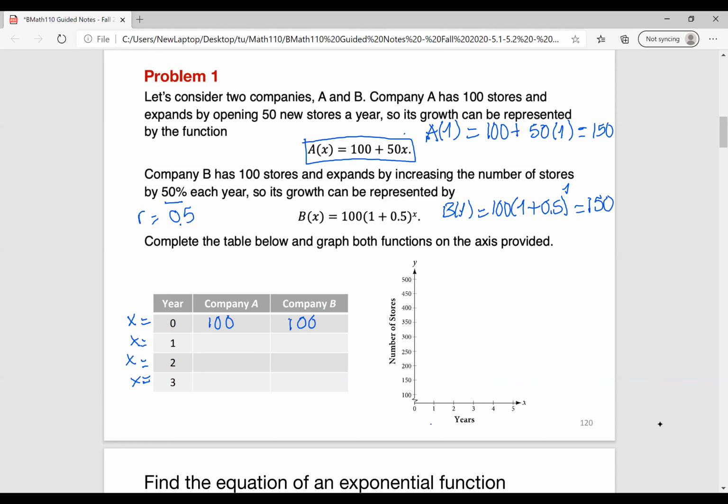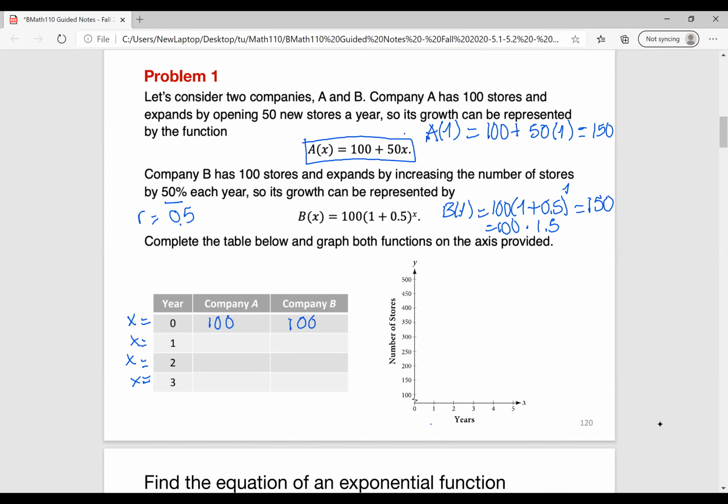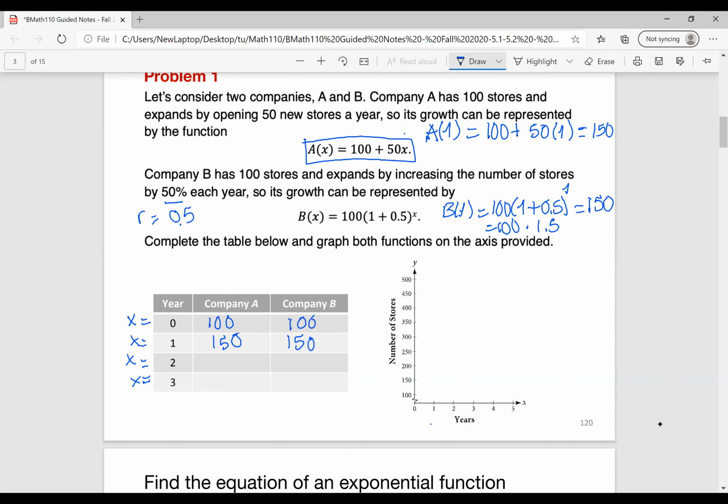Right? You can know that this is like 100 times 1.5, right? 1.5 to the power 1 is just 1.5, right? So that's going to be equal to 150. Oh, so both of these give you 150. Okay. Now for case 2, try to finish by the same method I have and see what you have for 2 and 3.